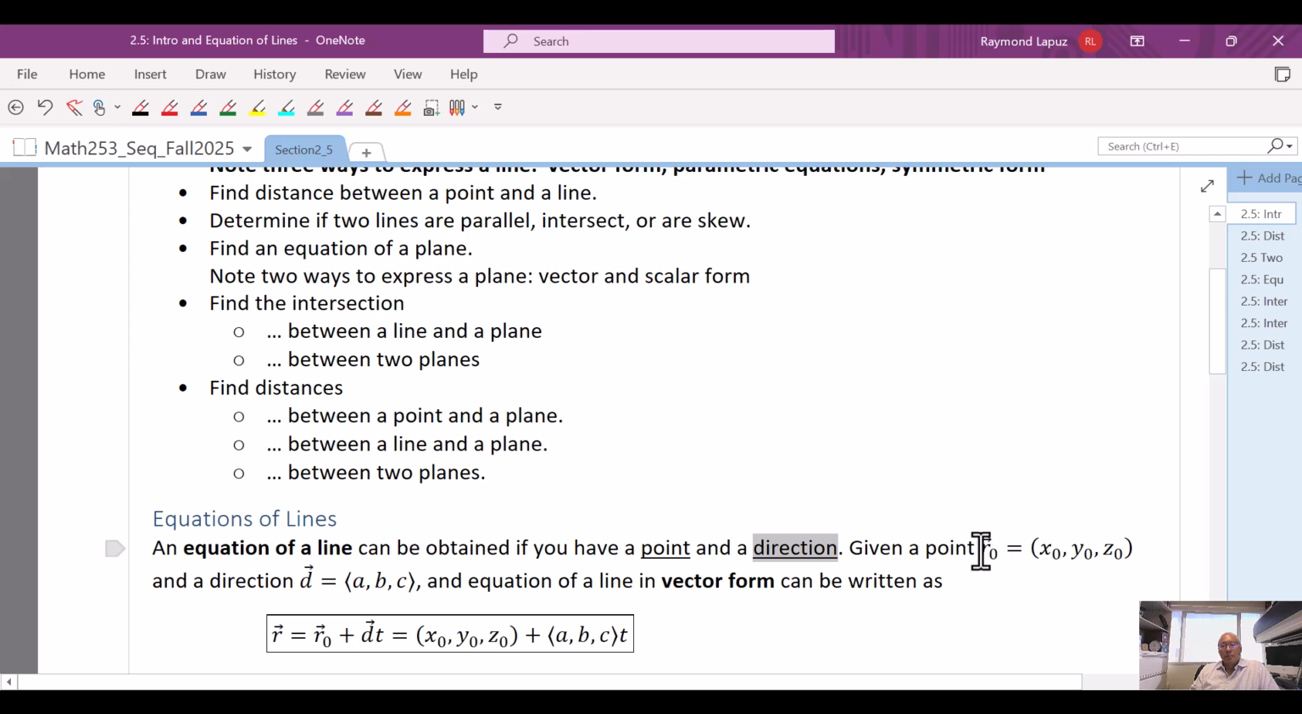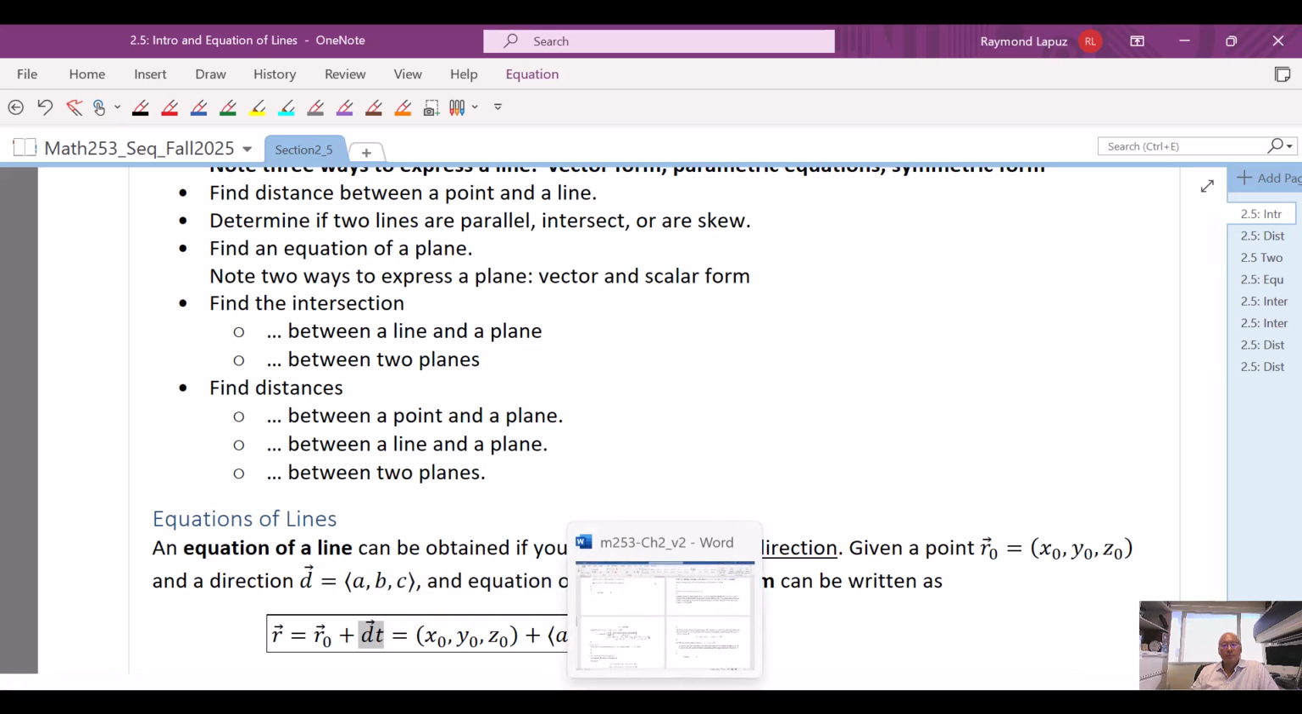Okay, so let's say our point was equal to x naught, y naught, z naught, and then we have a direction, let's call it ABC, as a vector. Then we can write our expression for the line in what we're going to call vector form, and that is going to be r naught plus d, the direction, times some parameter t.